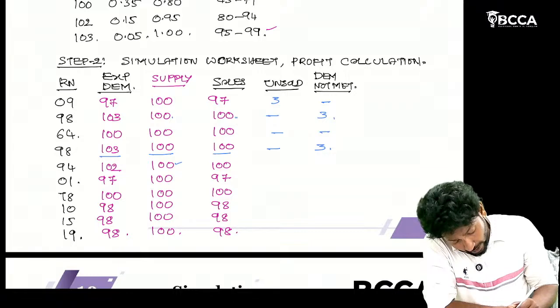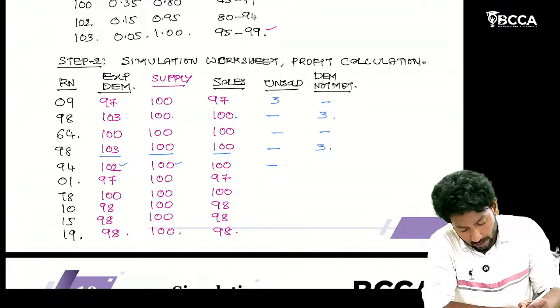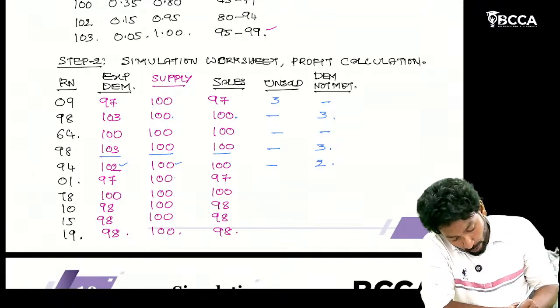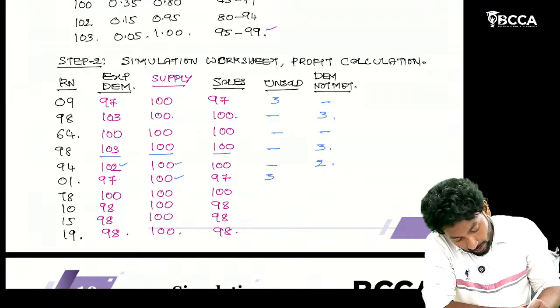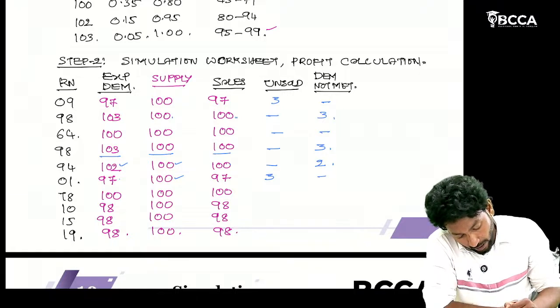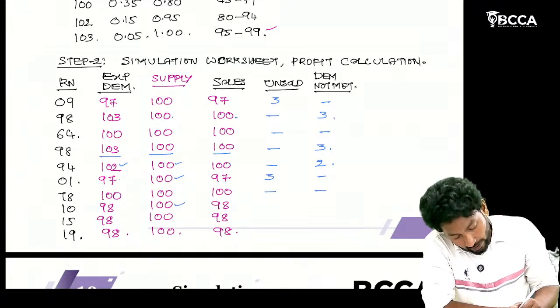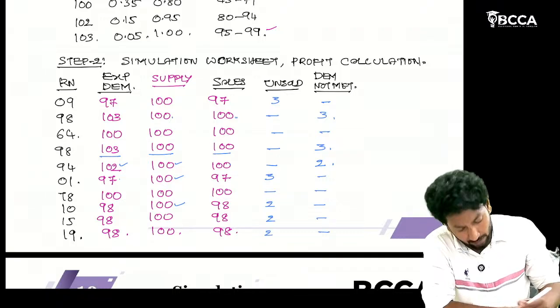Produced 100 units, demand for 102. You can sell 100, so unsold units won't be there, but for 2 units, unsatisfied demand will be there. Produced 100 units, but sold 97 only. Unsold 3, unsatisfied demand will not be there. Then 100, 100, 100. Produced 100, sold 98 only. 2 units unsold, unsatisfied demand was not there. Again, this is also 98, 2 and 2.